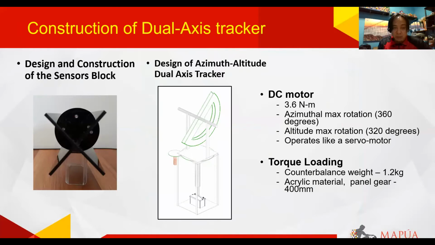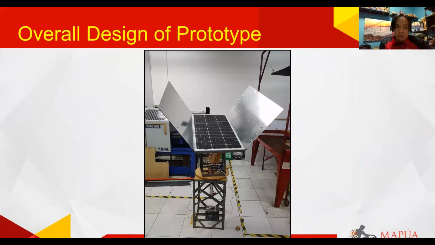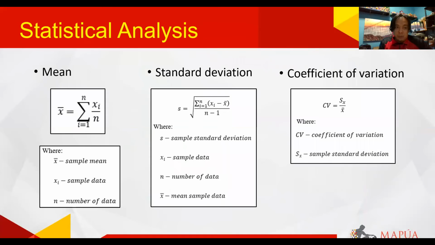So this is the construction of the dual axis tracker. We have the sensors block, the design of the azimuth-altitude dual axis tracker, and the specifications. This is the overall design of our prototype, integrating all of the parts. We use statistical analysis here by the mean, standard deviation, and coefficient of variation.